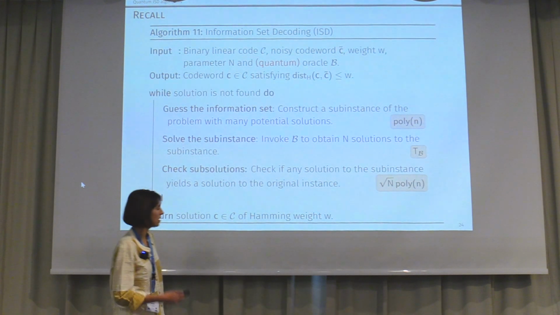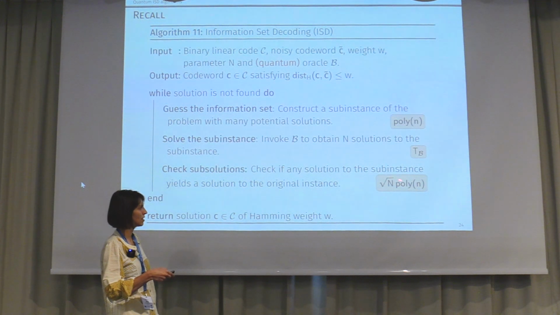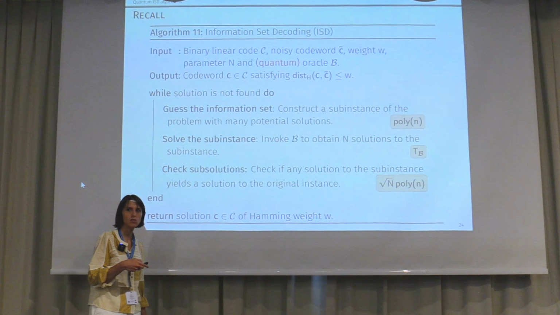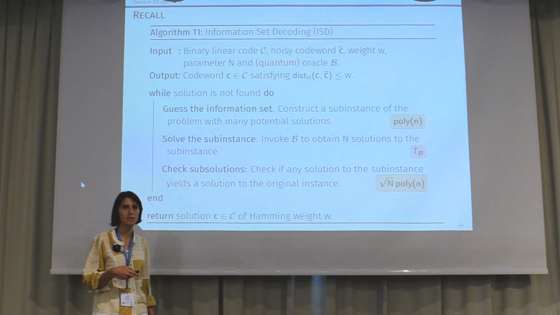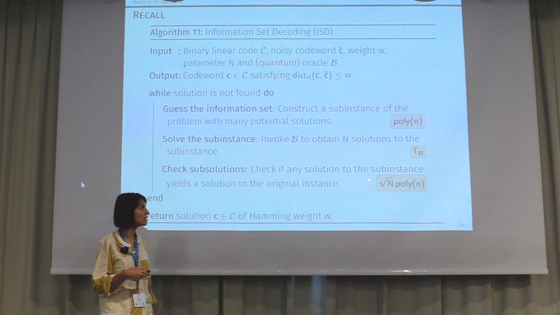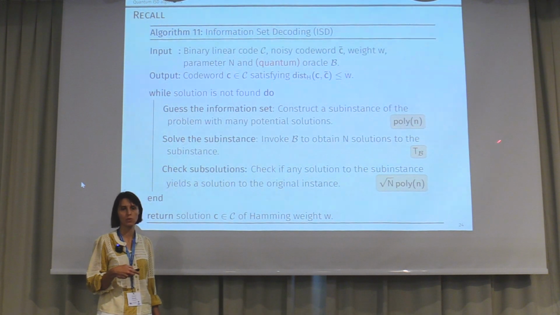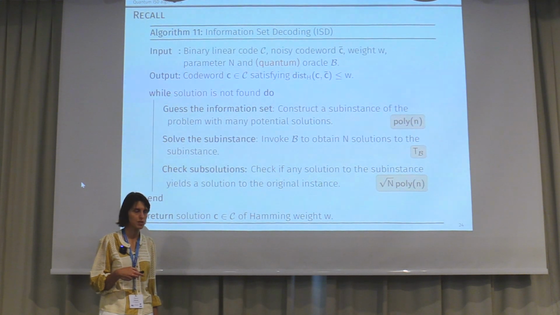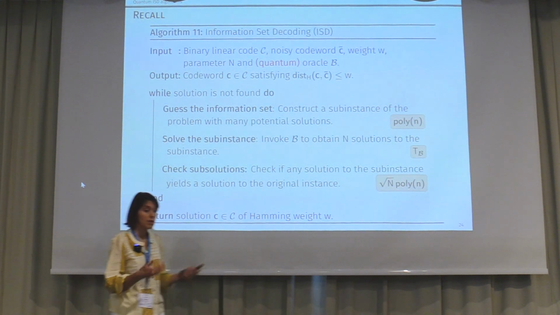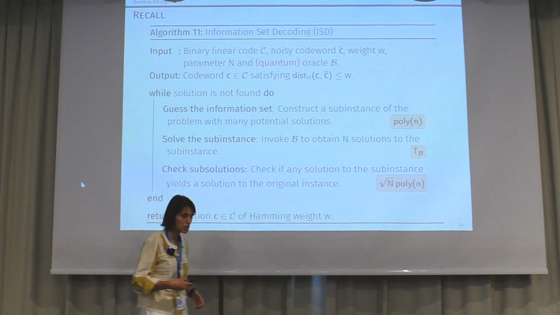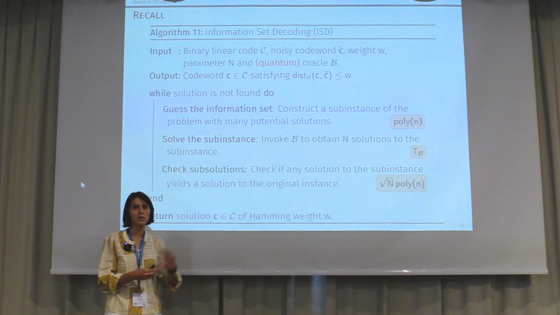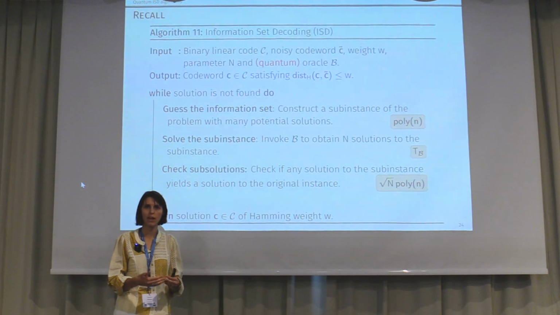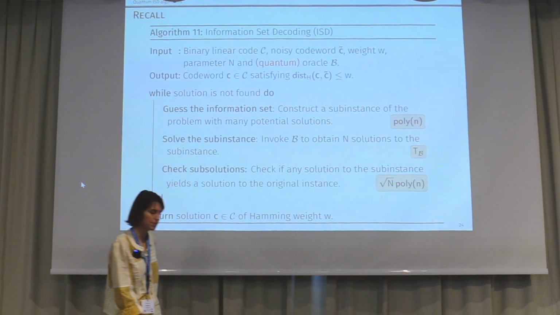One thing that you might have noticed is that in the classical case, what we used to have was capital N. So you're checking capital N solutions, and each of these checks is done in polynomial time. In the quantum setting, it improves to square root of N. It can be done using Grover search. In the end, we again return the solutions that are in the code of Hamming weight W, and nothing quantum is happening in this final part, so we are actually getting classical solutions to our problem.